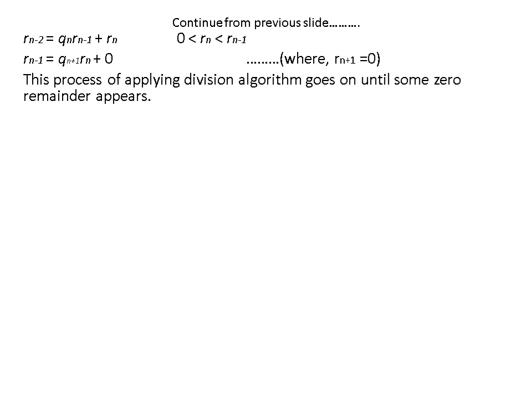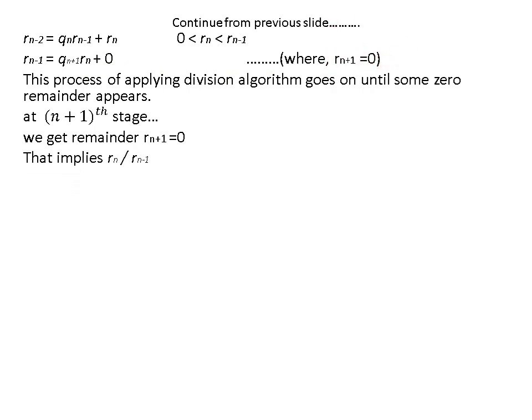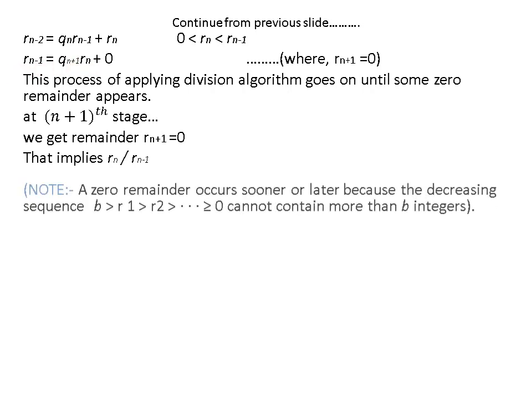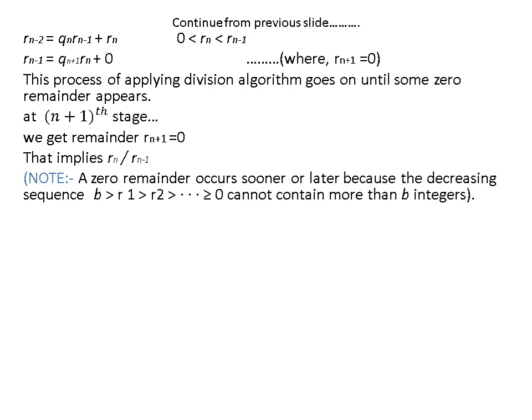So this process of applying the division algorithm goes on until some 0 remainder appears. Let us say at the n plus 1th stage we get remainder r(n+1) equals 0. This implies rn divides r(n-1). Note that we will get 0 remainder sooner or later because the decreasing sequence of non-zero remainders cannot contain more than b integers. Always remember.